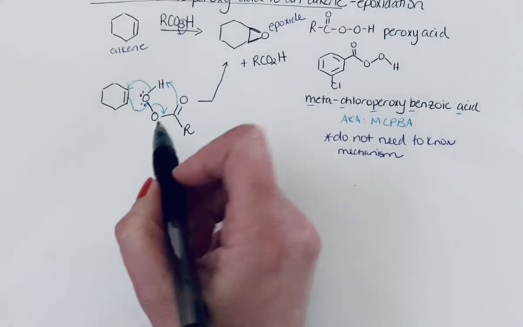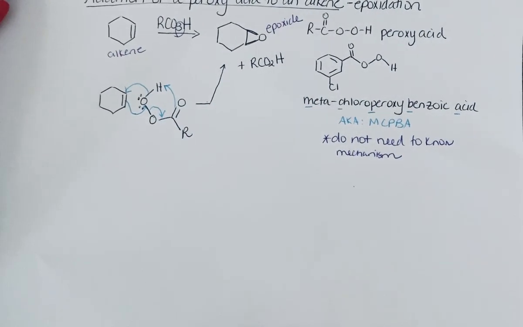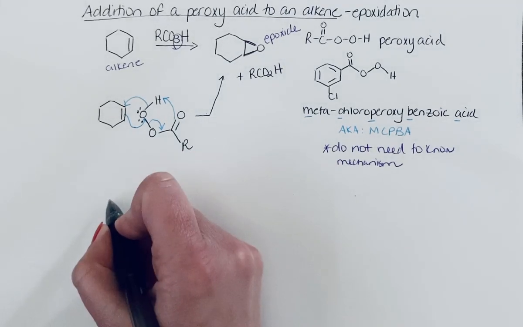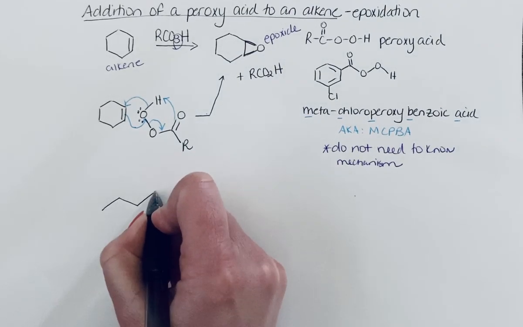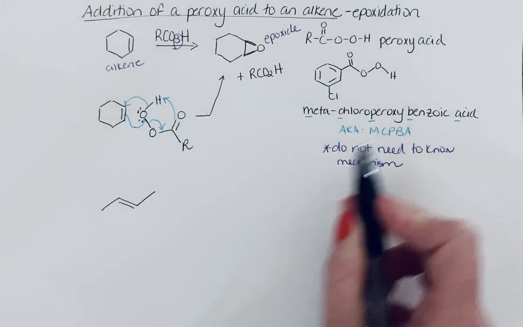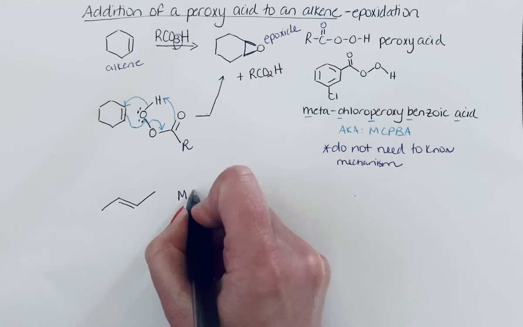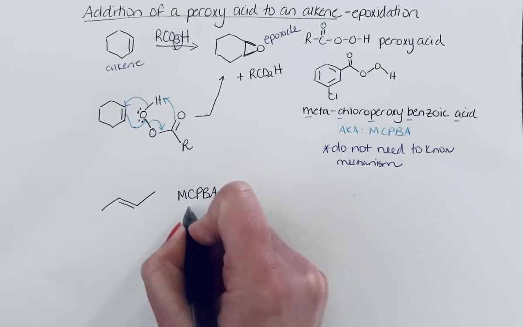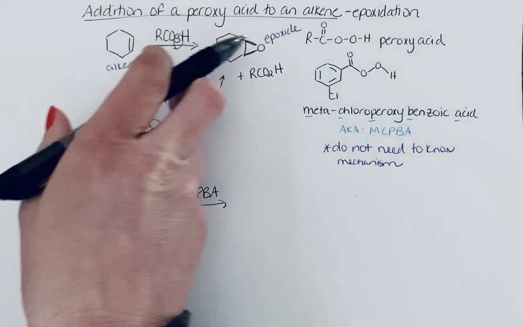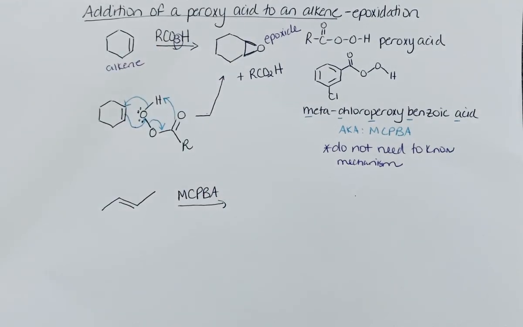Where we can see the effect of this being a concerted mechanism is if we start with an alkene that has some stereochemistry. So if I start with trans-2-butene, and we react this with a common peroxy acid, MCPBA. So we know that we are going to have an alkene as our starting material, and we should get an epoxide as the product.